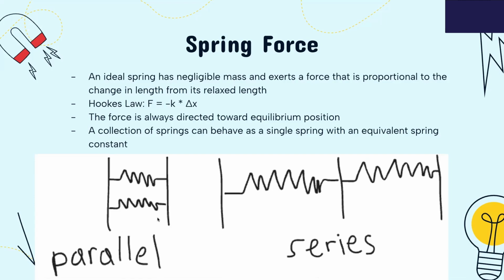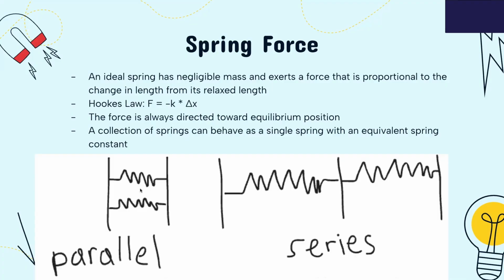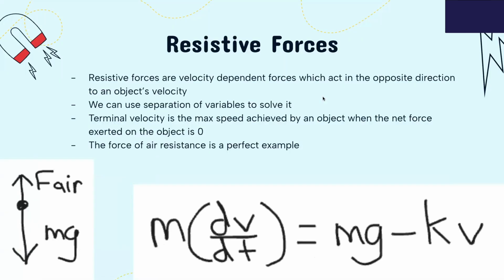And for parallel, the one on the left, you essentially just add the spring constants, because in parallel these springs are supporting each other, like they're working together. But in series, if one spring gets compressed, the other gets stretched, so it's a bit weirder. So yeah, just use these equations.